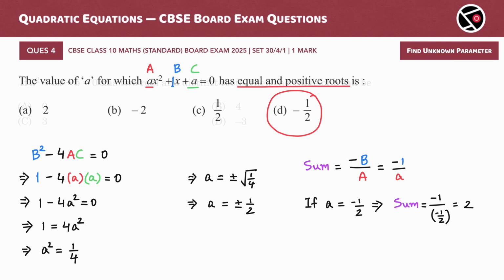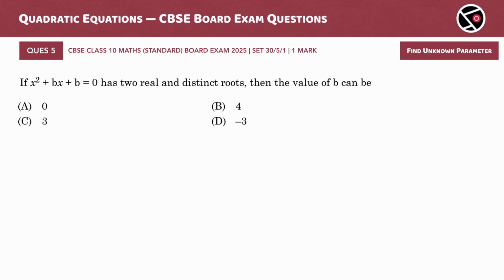Our next question is also from 2025 board exam. Similar, but with different conditions. Pause the lesson and give it a try. Alright, we have two real and distinct roots. This means b square minus 4ac is greater than 0. A is 1, b is b, c is also b. B square minus 4 times 1 times b is greater than 0.